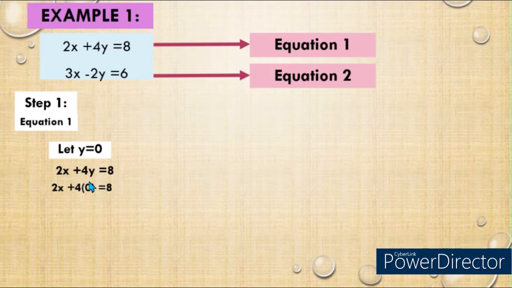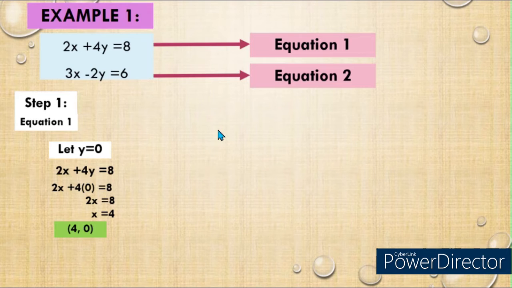So 4 times 0 is equal to 0. Or any number multiplied by 0 is equal to 0. So may iwan na lang sa equation natin is 2x is equal to 8. So if we're going to find for the value of x here, we need to divide both sides by 2. So we have 2x divided by 2 is equal to x, and 8 divided by 2 is equal to 4. So the value of x here is equal to 4. So magiging ordered pair po natin dito ay 4 and 0.